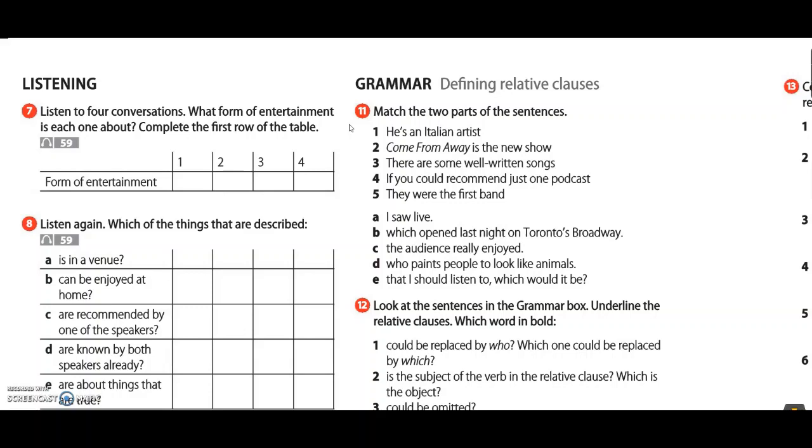Letter A, I saw live. Letter B, which opened last night on Toronto's Broadway. Letter C, the audience really enjoyed. Letter D, who paints people to look like animals. Letter E, that I should listen to, which would it be? So in this part, guys, you have to join them with the correct answer, okay? So pause the video now, and then we will check the answers in a bit.